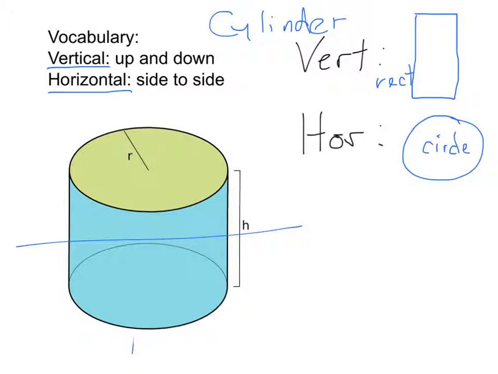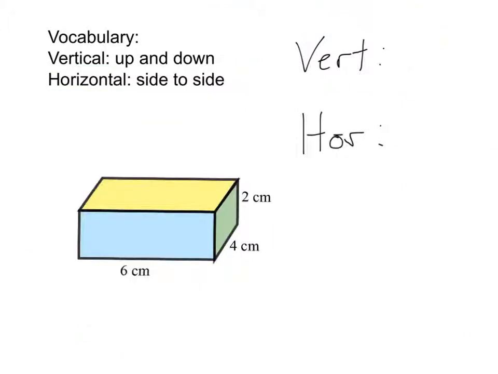Let's take a look at a little bit harder image. The rectangular prism. We make a vertical cut, hi-ya, and we're going to get a rectangle. Close to possibly a square, but with 2 and 4, we understand that that is not going to be a square.